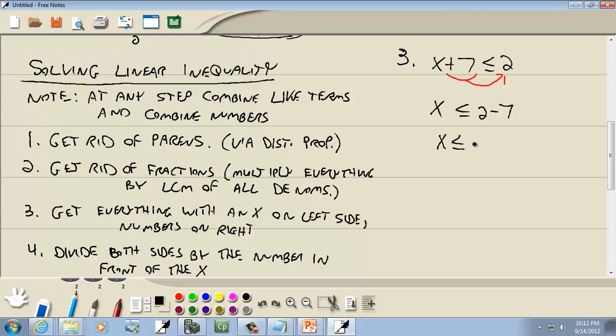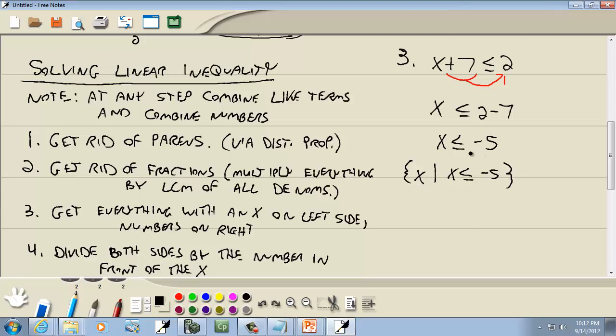Now, our note up at top says in any step combine together numbers. 2 minus 7 gives us negative 5. Now, this is already solved for x, so x is by itself. And that's our goal, so we don't have to do step 4 now. Well, we want to put it in set builder. Set builder is easy. I don't even need to look at the table up above. Set builder, you just put curly brackets around it, and then x with a vertical bar, x such that.